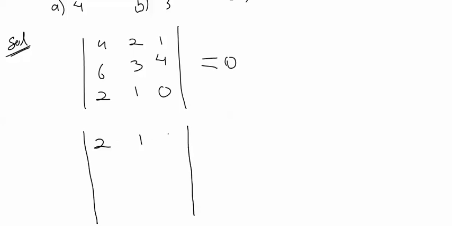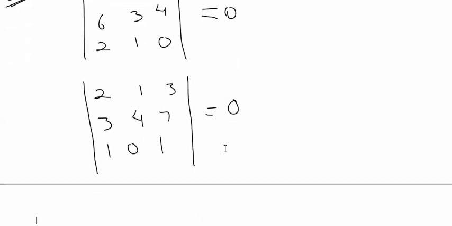So next I can take 2, 1, 3, 3, 4, 7, 1, 0, 1. Now unfortunately when I solve this, it is also giving me 0. So again I have got a 0. Let us look at any other determinant which we can form of 3 cross 3. Yes, you can form a determinant of 3 cross 3 in the form 4, 1, 3, 6, 4, 7 and 2, 0, 1, right?